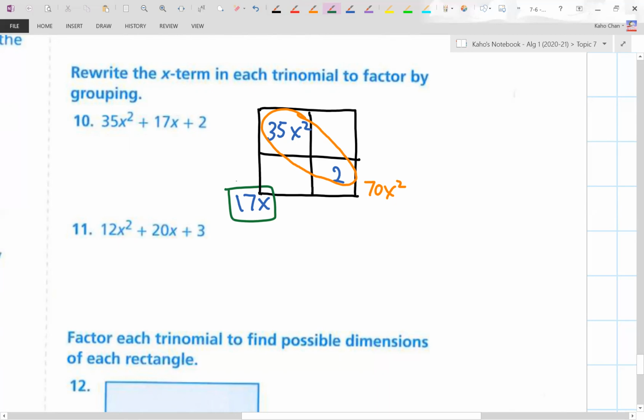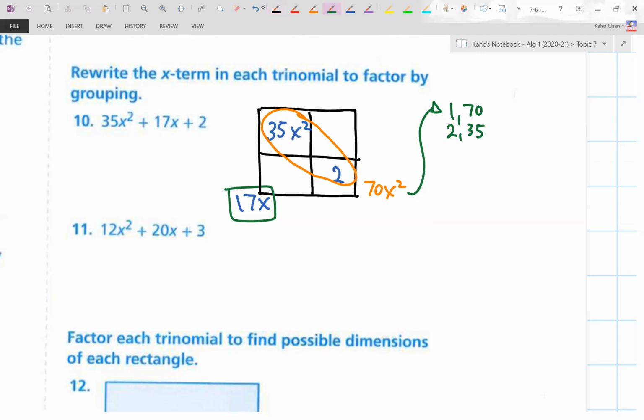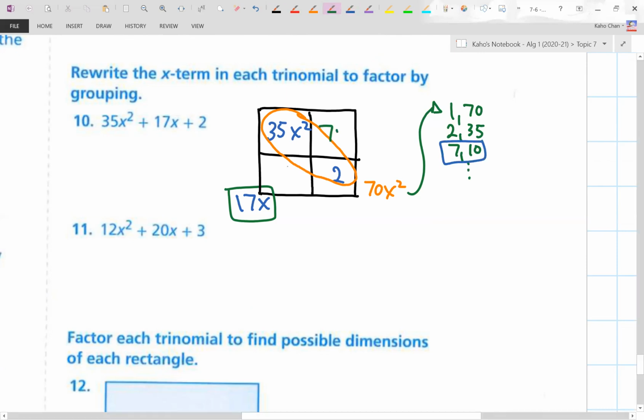I mean, I can go through all the lists, but that kind of pops in my head. I'll list them just for the heck of it, right? There it is. Okay, yay. Throw that in the box, 7x and 10x.